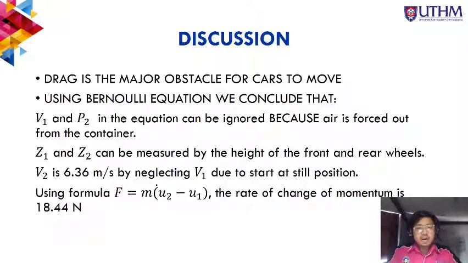So we managed to get the speed of our car during the race, and the speed is 6.36 meters per second. We can neglect the V1 value because at the start of the race the V is 0. By applying all the formulas and inputting them into the change of momentum formula, we get that the momentum for our car is 18.44 Newton.